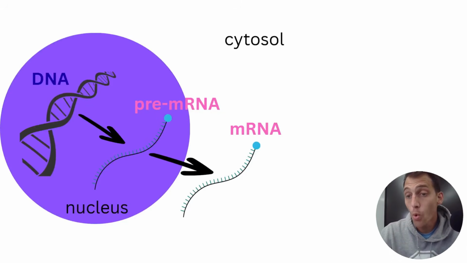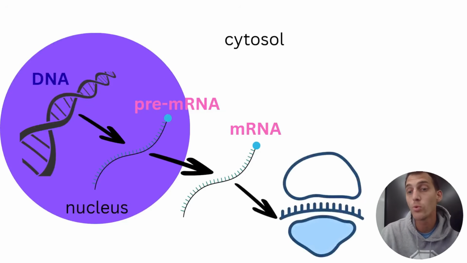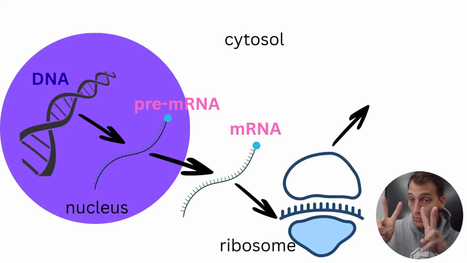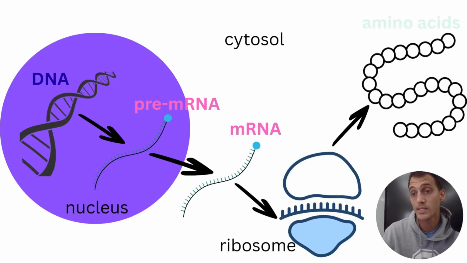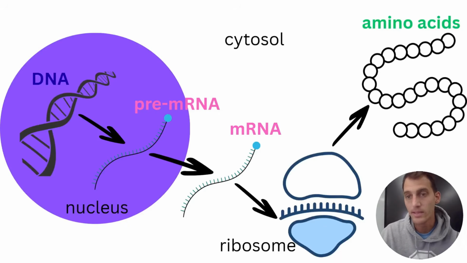All right. And then once it's matured a bit and it's modified and it's ready to be taken out of the nucleus into the cytosol, it's going to get transported to a ribosome. And if you remember ribosomes from way back in the day, they're the protein factories, right? What they're going to do is this process called translation. They're going to read that mRNA 3 letters at a time, like AUG, for example, and make a corrected sequence of amino acids with that. And those amino acid chains eventually become proteins, all right?